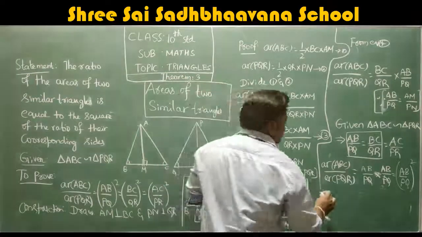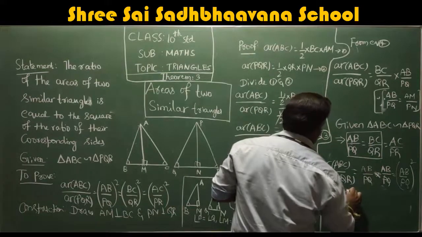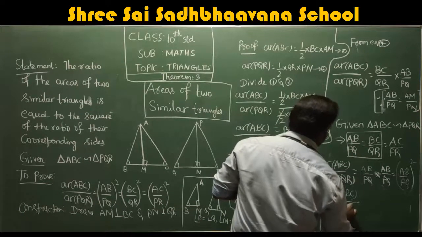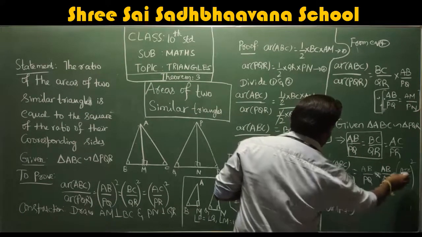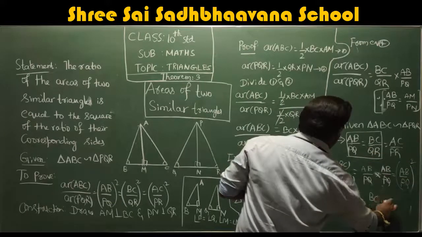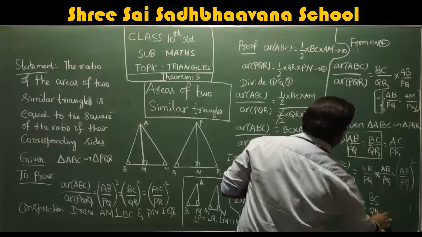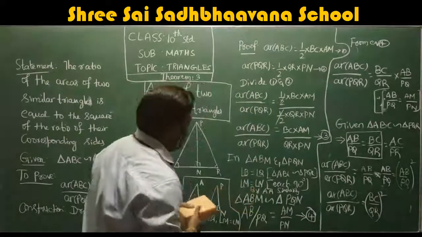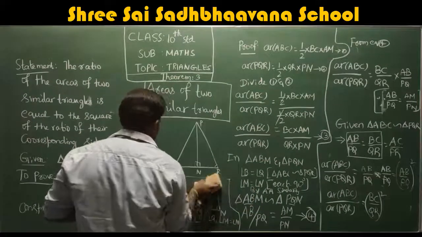What I'll do, I'll take the same one more time. Area of triangle ABC divided by area of triangle PQR, as we know that AB by PQ is the same as BC by QR because they are equal. So in the place of AB by PQ, can I write BC by QR whole square? You can write it because it's equal. So similarly, I'll just write here.